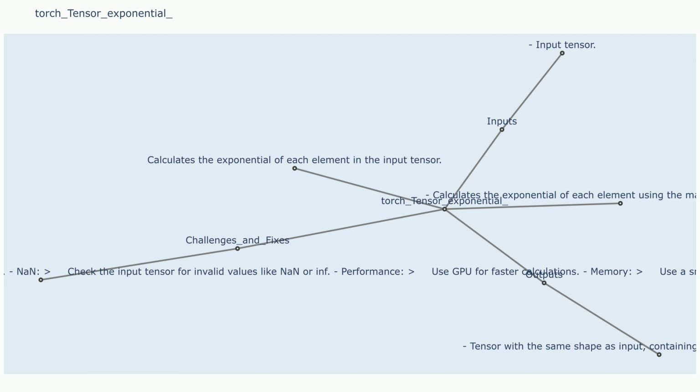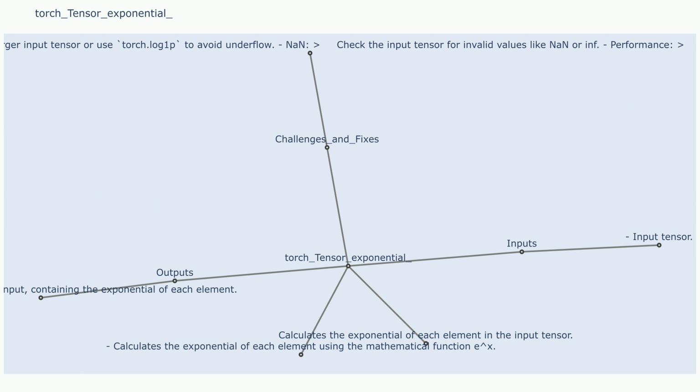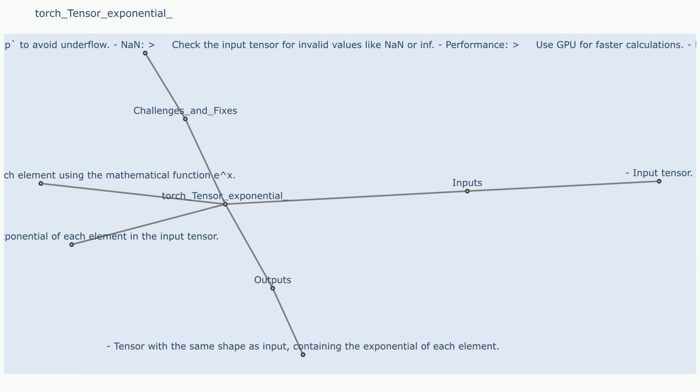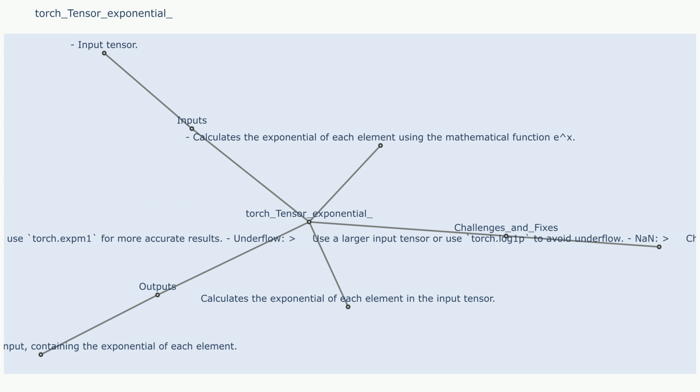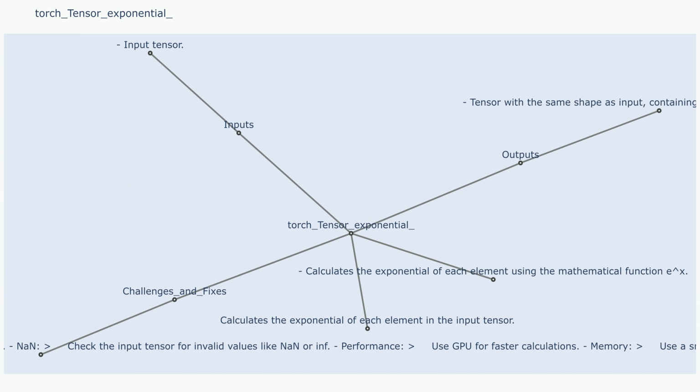Torch tensor exponential. Description. Input 1: a PyTorch tensor representing the input values. Input 2: none. Output 1: a PyTorch tensor of the same size as the input tensor. Each element in the output tensor is the exponential of the corresponding element in the input tensor. Output 2: none. Step 1: For each element in the input tensor, calculate its exponential value, e raised to the power of that element. Step 2: Store the calculated exponential values in a new tensor with the same size as the input tensor.